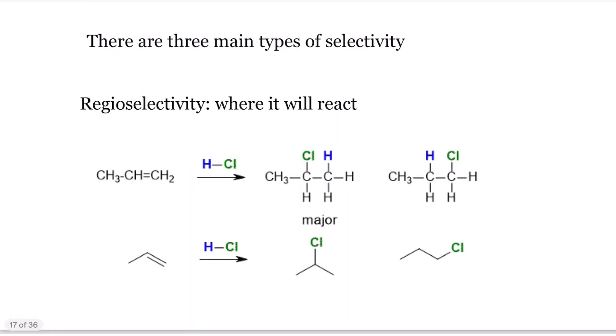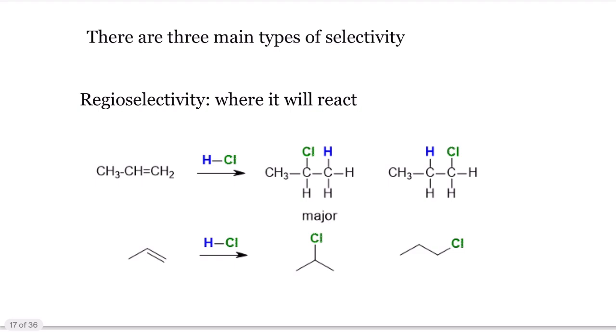When we go into the types of selectivity, there are three: regioselectivity, stereoselectivity, and chemoselectivity. Let us look at regioselectivity first. Regioselectivity is where it will react, that is, at which position.